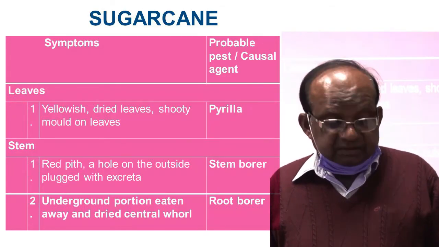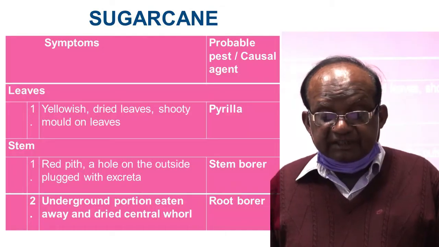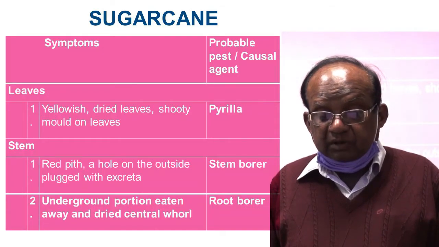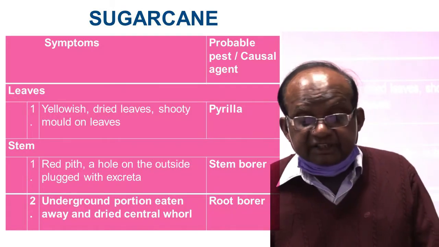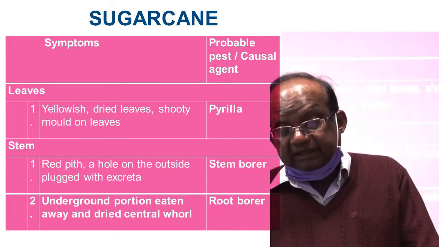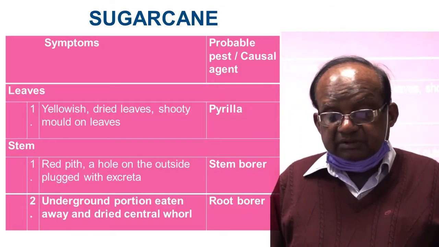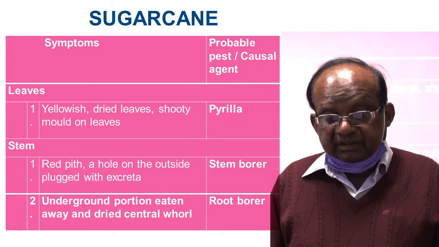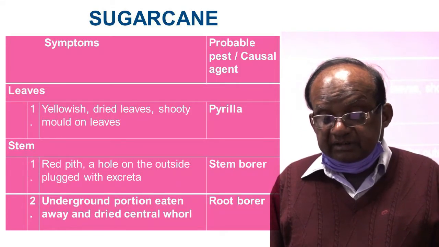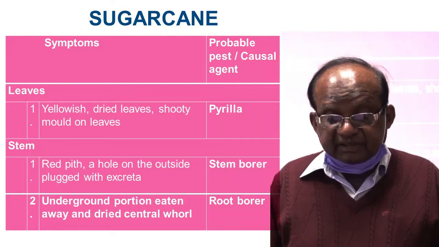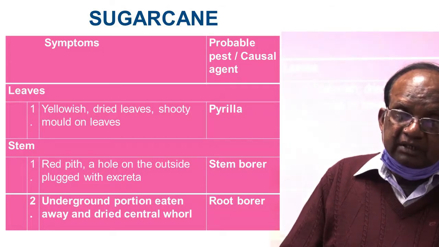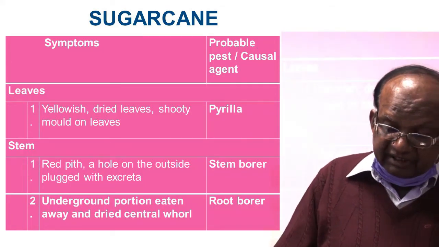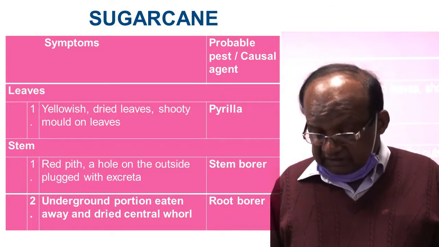Then watch the stem. Red pith and a hole on the outside plugged with excreta present on the stem indicate the attack of stem borer in sugarcane. And if the underground portion of the cane is eaten away and a dried central shoot is there, then root borer is the main pest affecting the sugarcane.